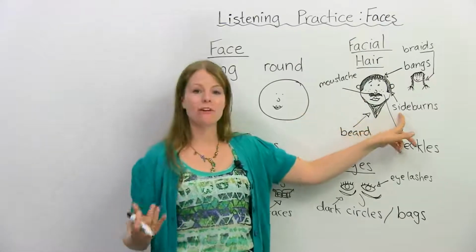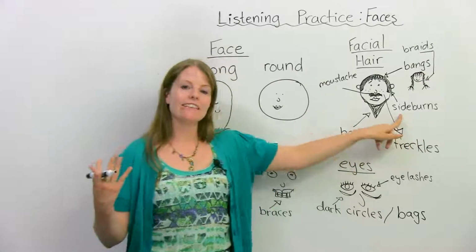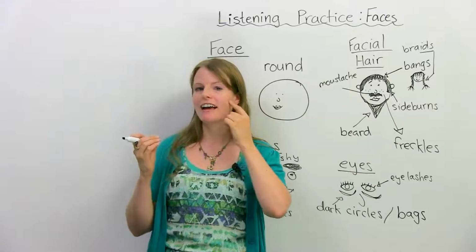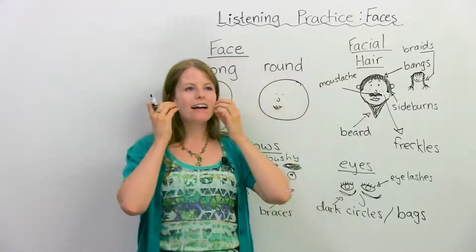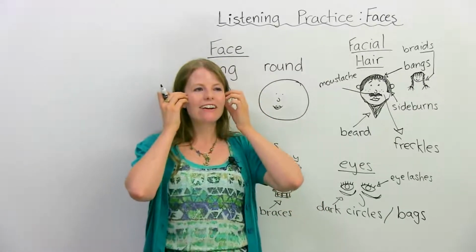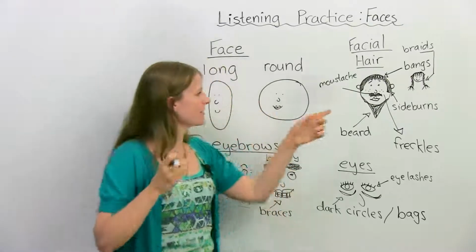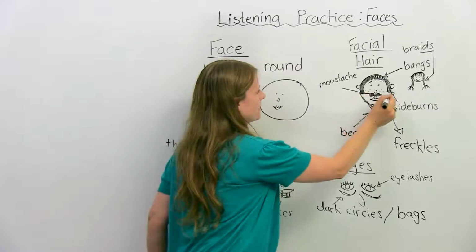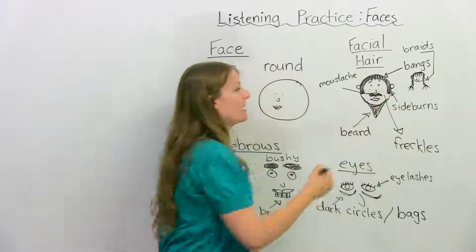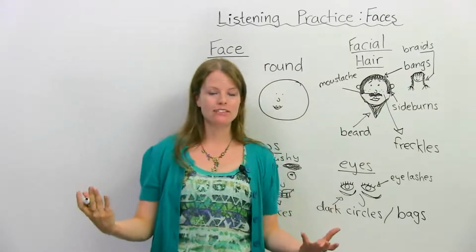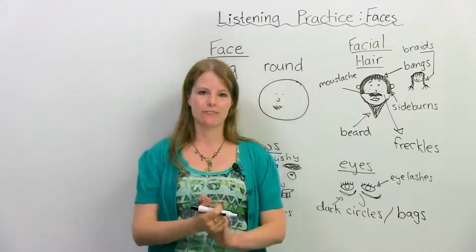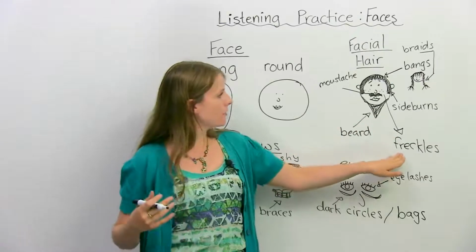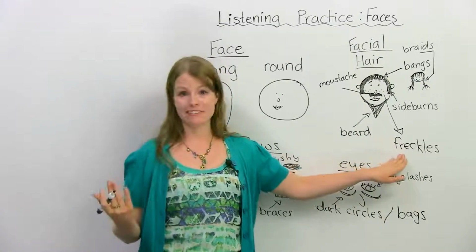We sometimes also talk about sideburns. A sideburn is facial hair that goes near the ear, and it's like facial hair that comes down to about here. So for example, this man, this part is his facial hair. His sideburns. And we call them sideburns because they're at the side of your face. So, sideburns.